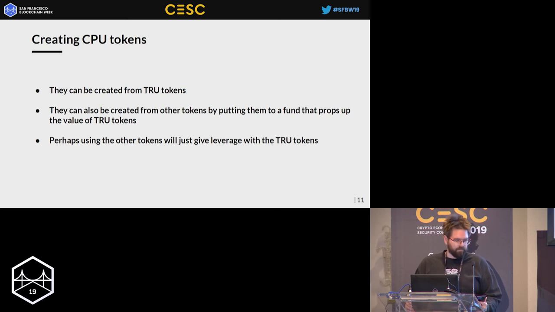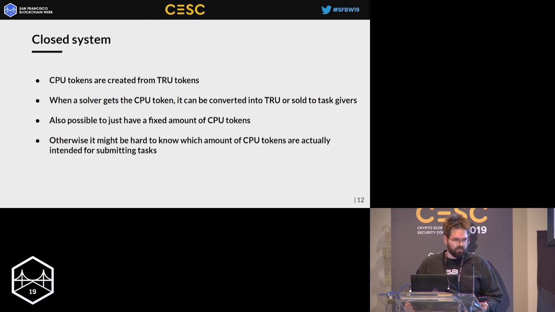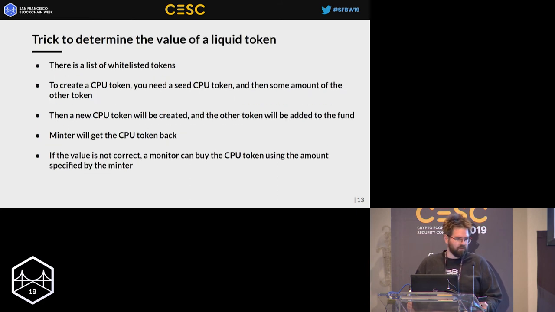And perhaps they can also be created from some other tokens, but then they would have to be put in some kind of a fund where they would increase the value of the system. Let's try to explain how to get the market price.